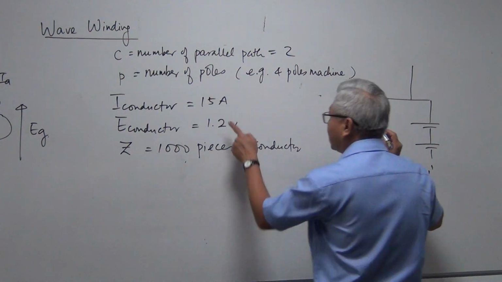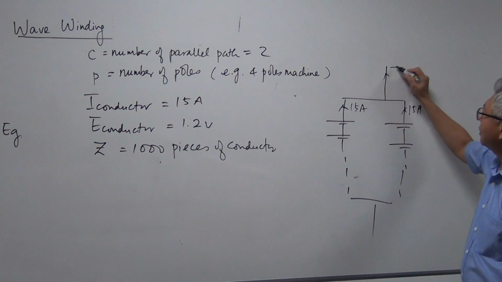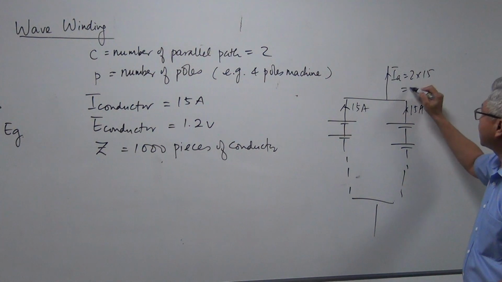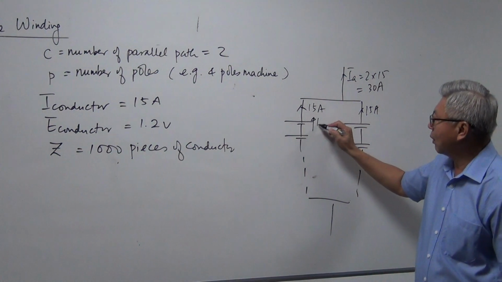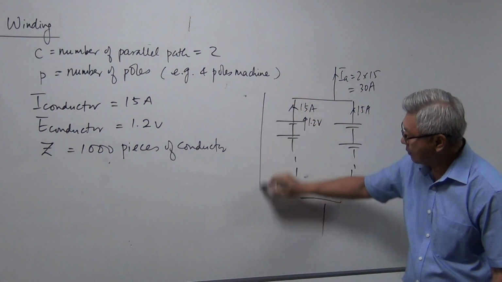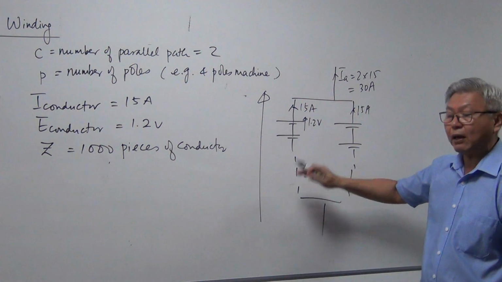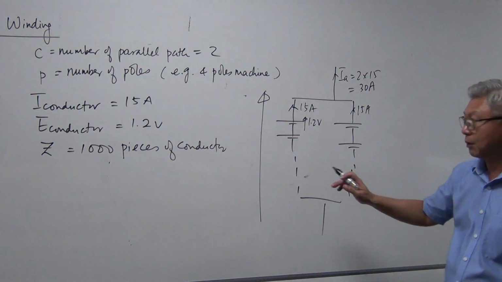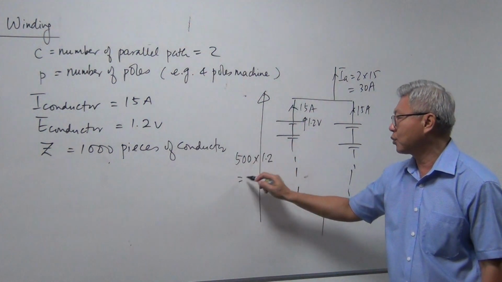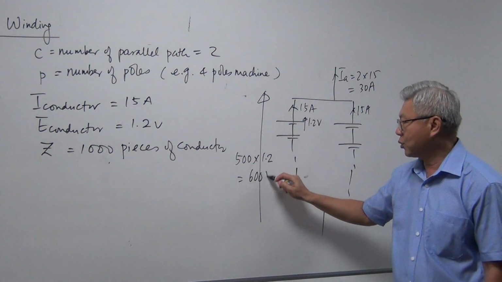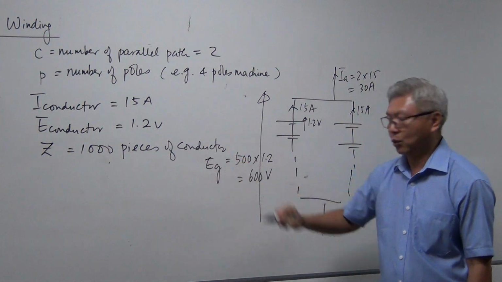So the current through each conductor is 15 ampere. The total current is therefore 2 times 15, that is equal to 30 ampere. And the voltage produced by each conductor is 1.2 volts. Then we ask ourselves, in this parallel path, how many conductors are there? There are 1,000, and I divide them into 2 groups, so each group would have 500 pieces. So there are 500 pieces of conductor, and each one produces 1.2 volts, so that is equal to 600 volts. In other words, EG is equal to 600 volts.